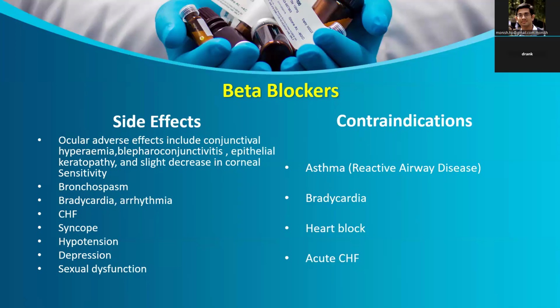To know about the major side effects, ocular adverse effects are conjunctival hyperemia, as seen in patients taking prostaglandins also, blepharoconjunctivitis, epithelial keratopathy, and decrease in corneal sensitivity. These are the ocular adverse effects, but most of them are mild. The systemic side effects are the major limitations, which are bronchospasm, arrhythmias, bradycardia, CHF, syncope, hypertension, and depression. All these are a lot of side effects with the use of beta blockers. And they are absolutely contraindicated in patients with asthma, bradycardia, heart block, and acute CHF.